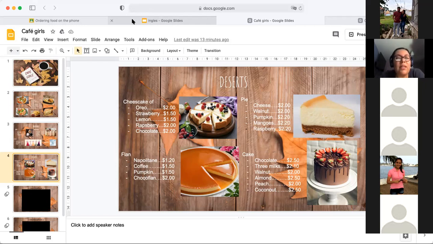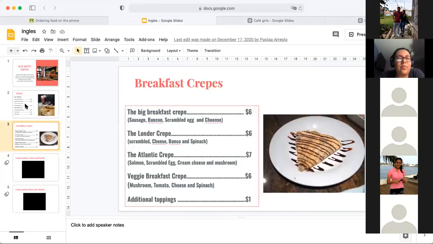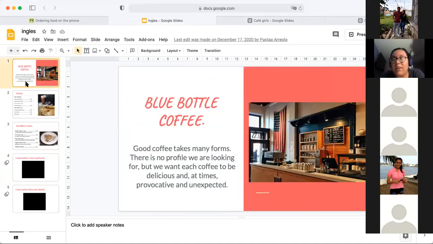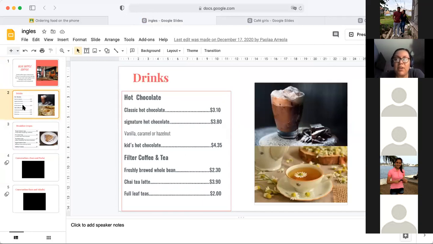All right, so there we go. The next one. Okay, Blue Bottle Coffee. This is the drinks menu.